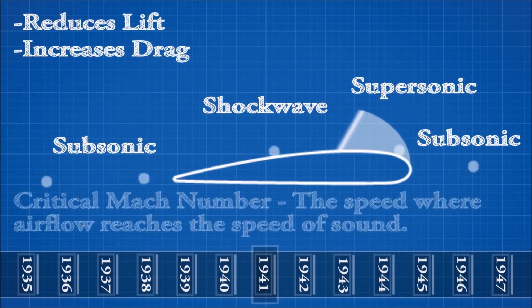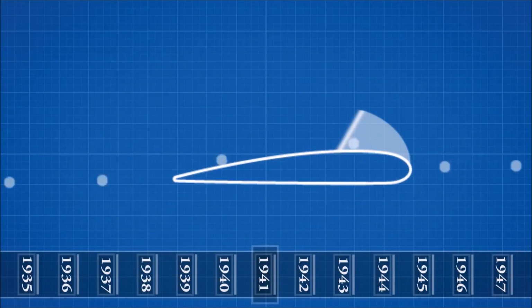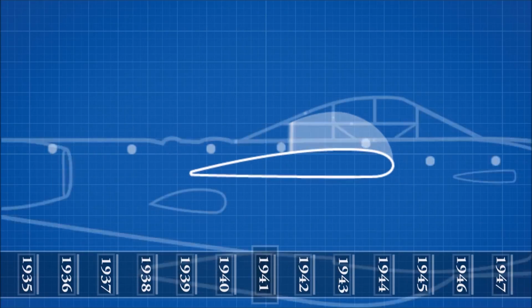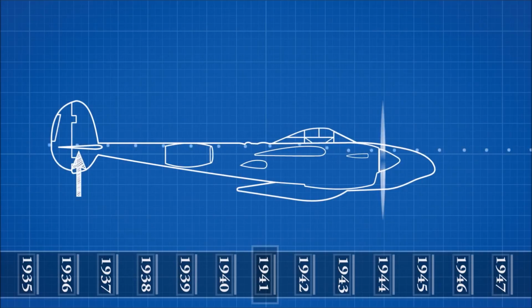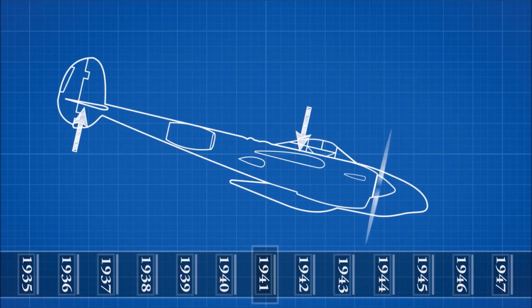The speed at which shockwaves begin to appear is called the critical Mach number, and Ralph Verdon reached this speed during his high-speed test dive. So why did this cause a crash? As the speed of his plane increased even further, the airflow from the surface of the wing separated due to the shockwave formation. This separated flow actually increased the lift on the tail wing, and this combined with the reduced lift on the wing caused the P-38 to enter an even deeper dive, one that was very difficult to escape from.